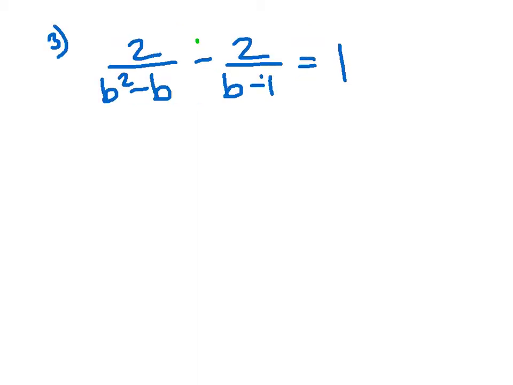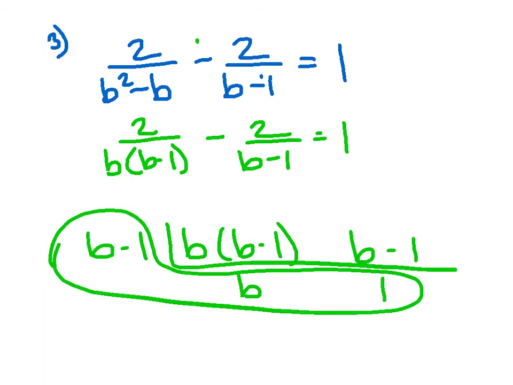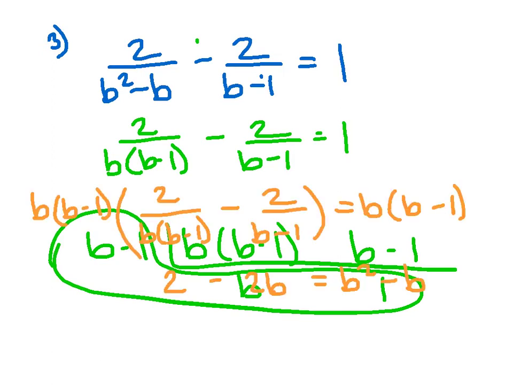For practice problem number 3, we have 2 over b squared minus b minus the quotient of 2 over b minus 1. And what I want you to do first is rewrite the first fraction so that it's factored. Next thing, in trying to find your LCD, you want to use your wedding cake if you need to. So to show that, this is the process. All right, and you should notice that the LCD in this situation will be b minus 1 times b.